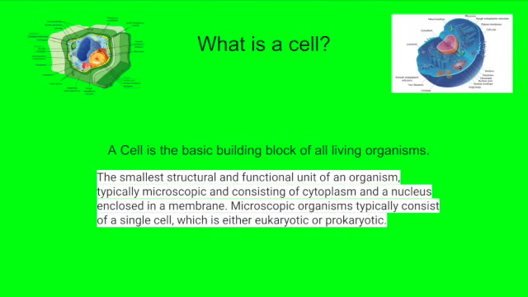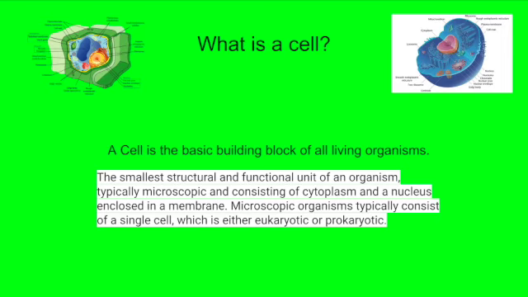A cell would be the smallest structural and functional unit of an organism. So basically, it's the basic building block of all living organisms. All right, they're typically microscopic, and they consist of cytoplasm and a nucleus. Now, not all of them actually have a defined nucleus, but we'll get into that when we talk about the difference between a unicellular and multicellular organism, and we get into the different types like prokaryote, eukaryote, archaea, bacteria, things like that.